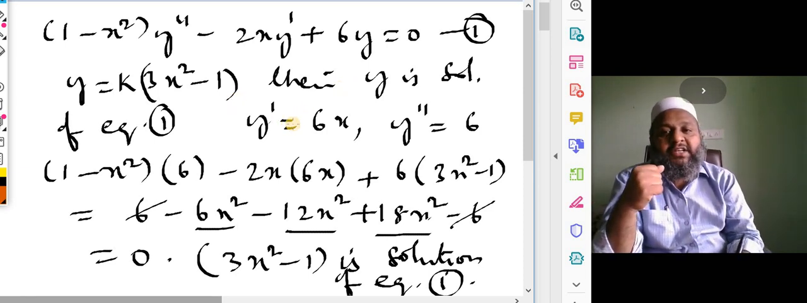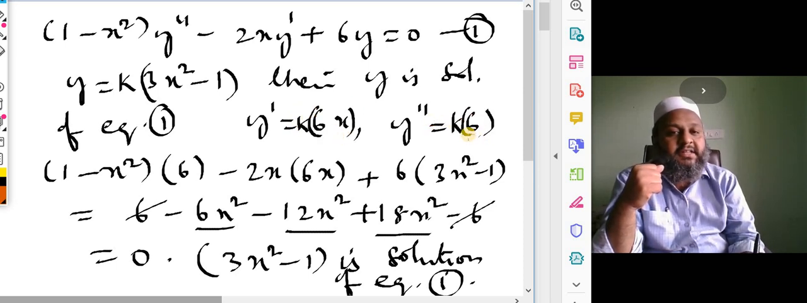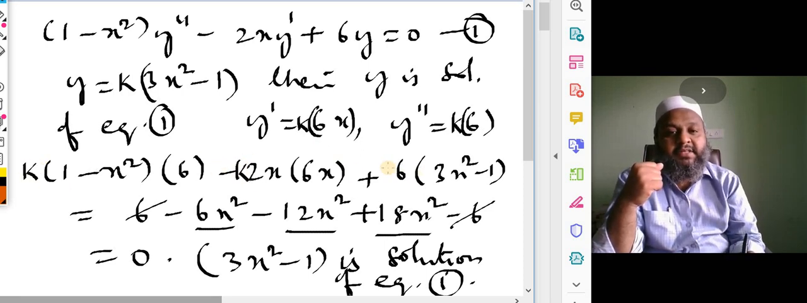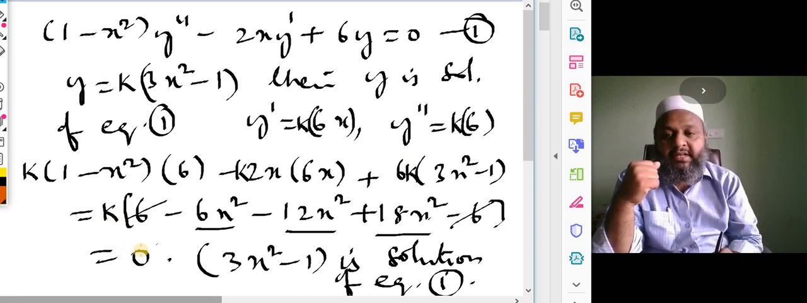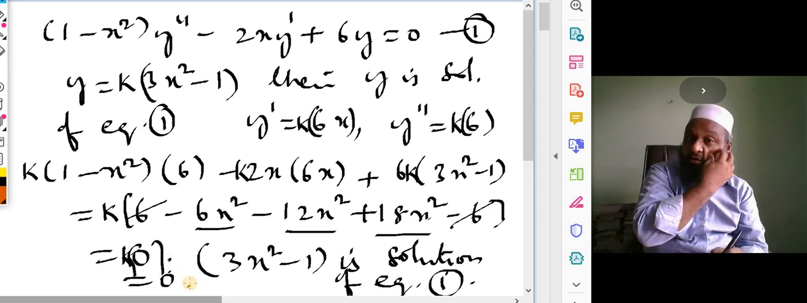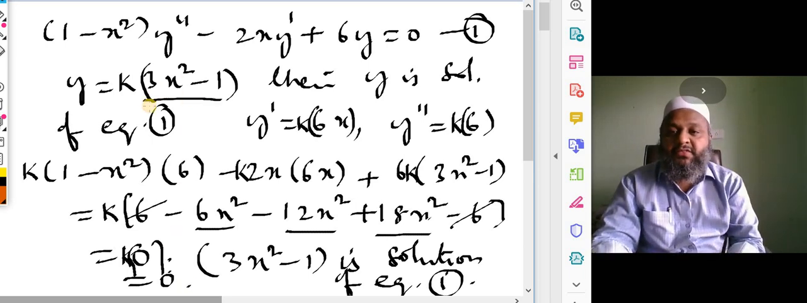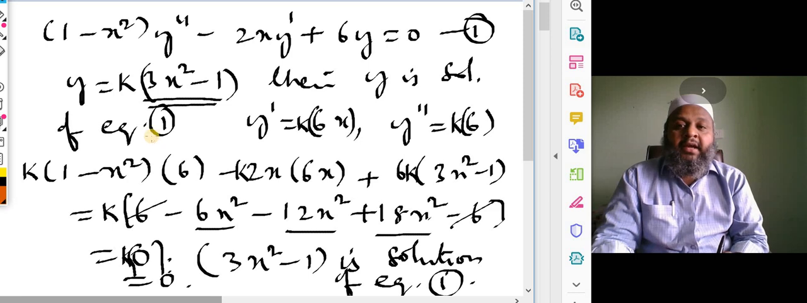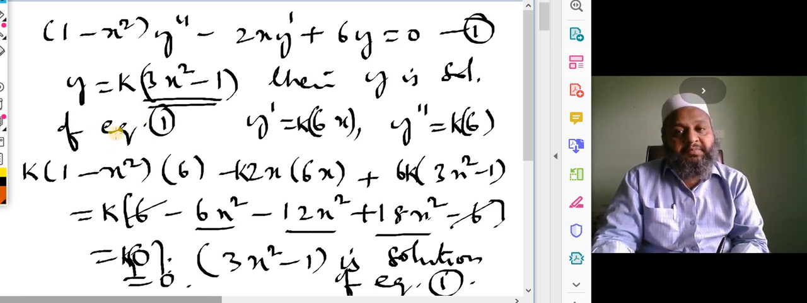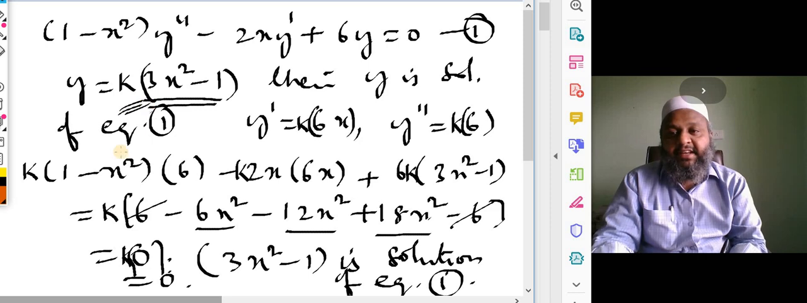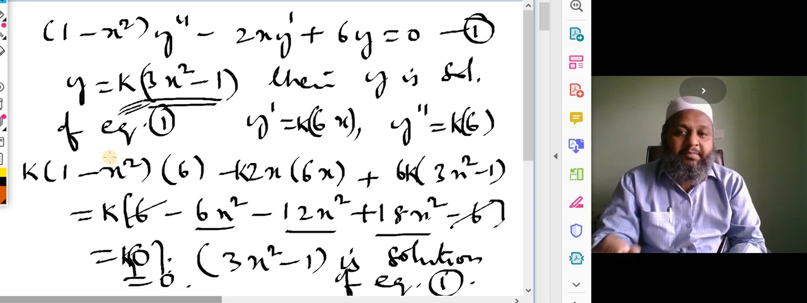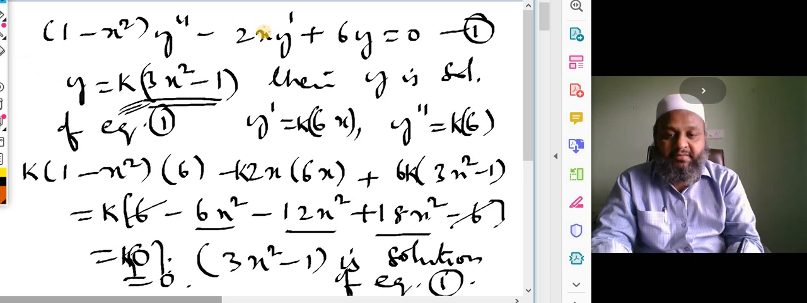How so? y dash will be k times 6x and y double dash will be k times 6. So if I substitute all of that, that k comes here, here, and here, and that k is common, taken out. So that is k times 0, and hence I will get 0. Therefore any multiple of this particular 3x square minus 1 is also a solution. Among those polynomials which I get by multiplying different values of k, a polynomial which satisfies this condition, I'll do that.